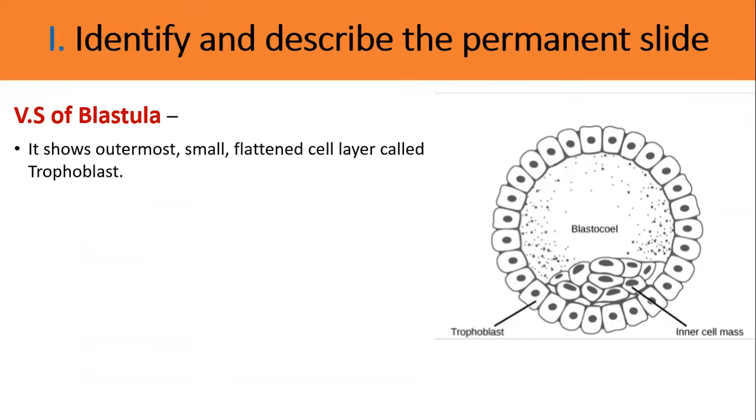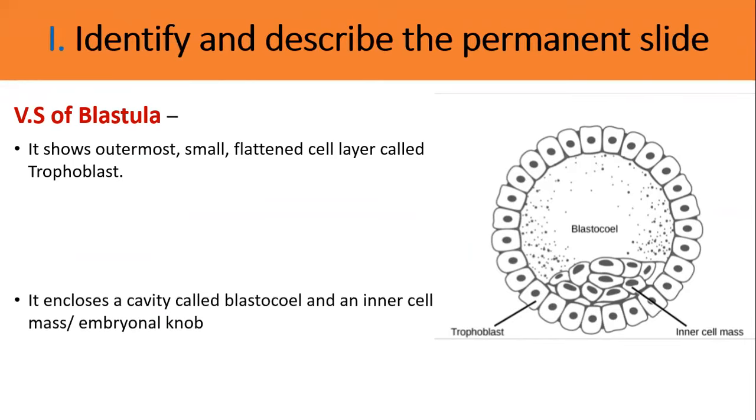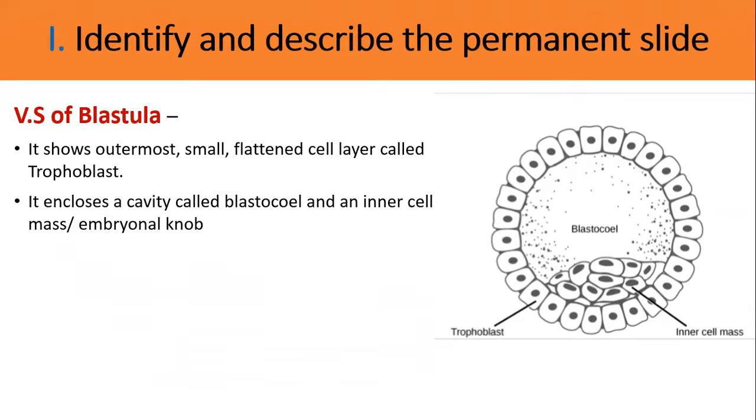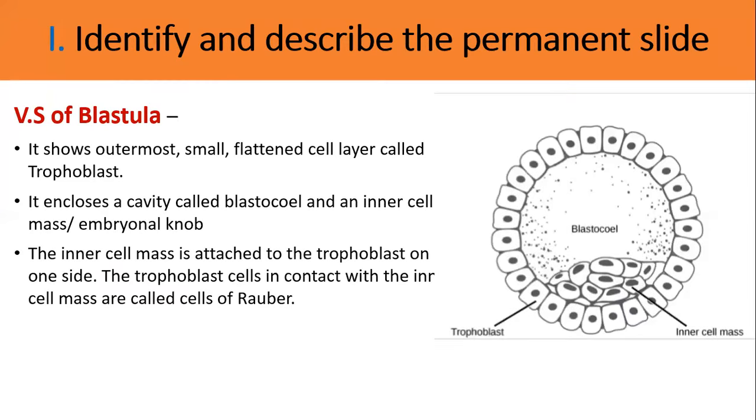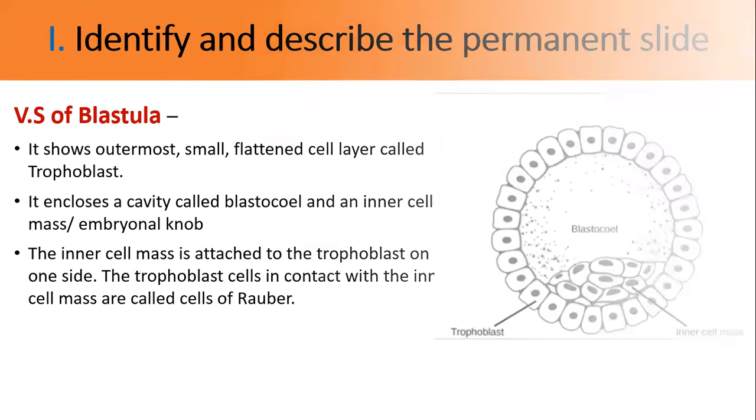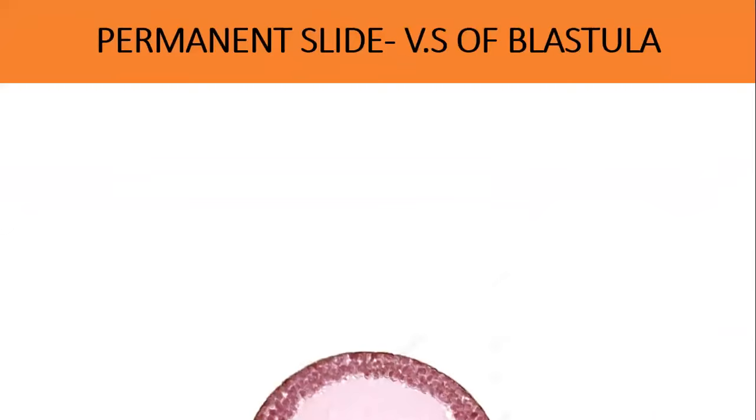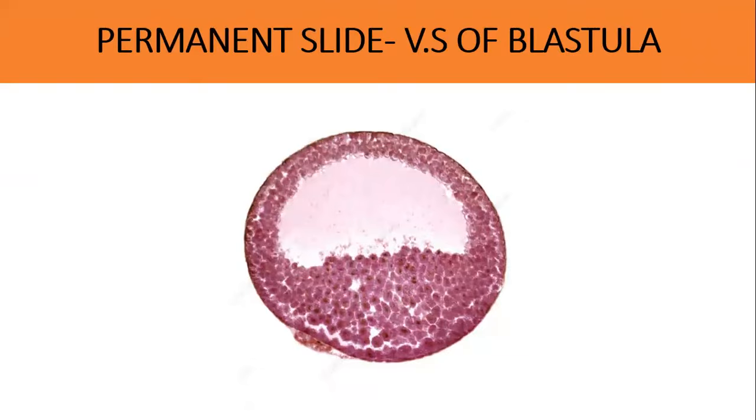It shows an outermost small flattened cell layer called trophoblast. It encloses a cavity called blastocoel and an inner mass, the embryonal knob. The inner cell mass is attached to the trophoblast on one side. So the cells of trophoblast which are touching the inner cell mass are called cells of Rauber. Under microscope, it will look like this. You can see the cavity present in the center, that is called the blastocoel cavity.